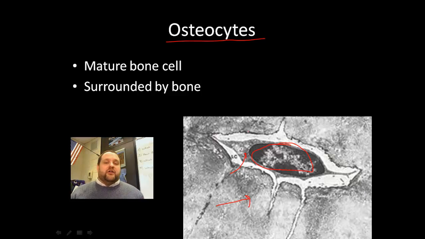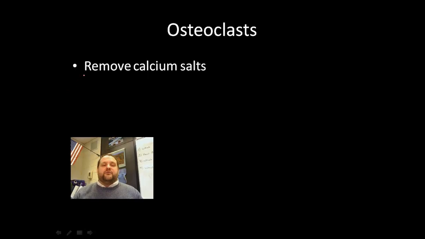Those osteoblasts are going to secrete bone until they become mature, or until they become surrounded, and then they're going to mature into osteocytes. And the osteocytes are just going to help maintain this matrix, help keep it up. Well, there's one more key player we need to talk about, and that's an osteoclast. An osteoclast does the opposite of what an osteoblast does.